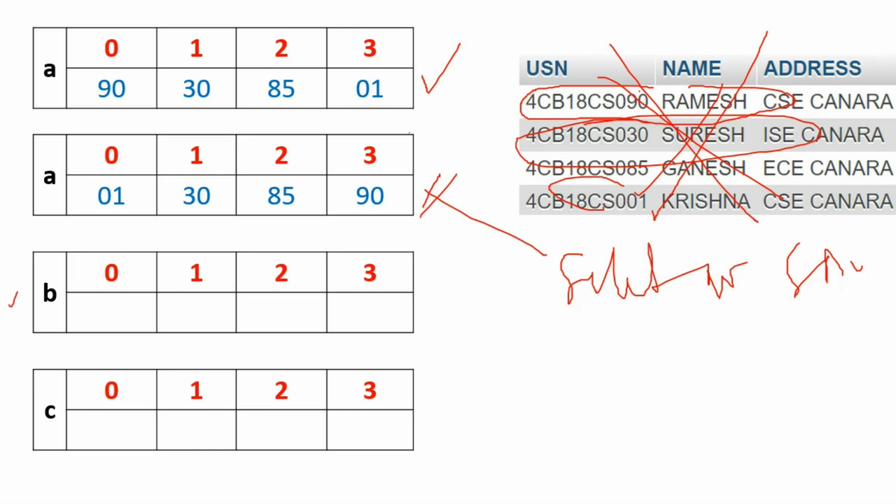And then I will create two more arrays. Array B to store names, and array C to store the address. We know that array A has the sorted USNs, but these are empty because I don't know their names. I have USNs, but I don't know their names and addresses. So this is empty the first time. Now I have the sorted array.